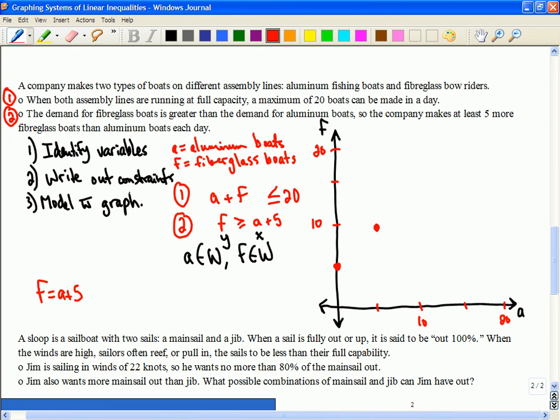The other equation is A plus F would be equal to 20. So F equals negative A plus 20. So I'm going to start at 20. And I'm going to go over 1, down 1. The easy point for me on this graph, and again, you can pick any point you like, is to go down 20 and over 20. So that way I can get my graphs going very easily.